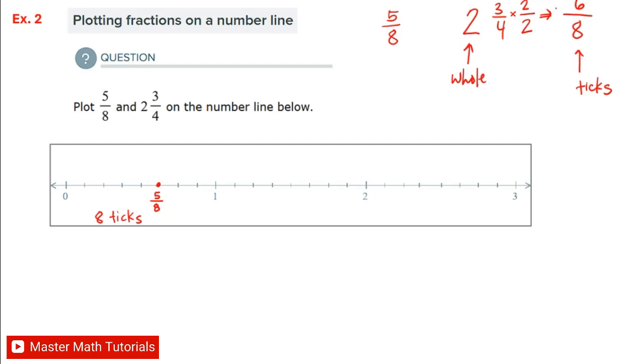Now, our denominator matches the number of ticks, so we can easily locate the position. Starting from 2, we count 6 ticks to the right. 1, 2, 3, 4, 5, 6. This will be the position of 2 and 6/8, which is the same as 2 and 3/4.